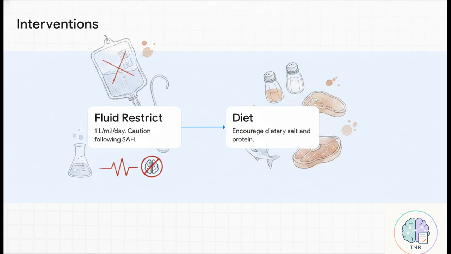To give you an idea, in pediatrics, that looks like 1 liter per square meter per day. While you restrict fluids, you want to actively encourage the patient to eat more dietary salt and protein. But pay close attention to this massive red flag. Avoid fluid restriction like the plague if the patient's hyponatremia is happening right after a subarachnoid hemorrhage. You have to be extremely careful there.